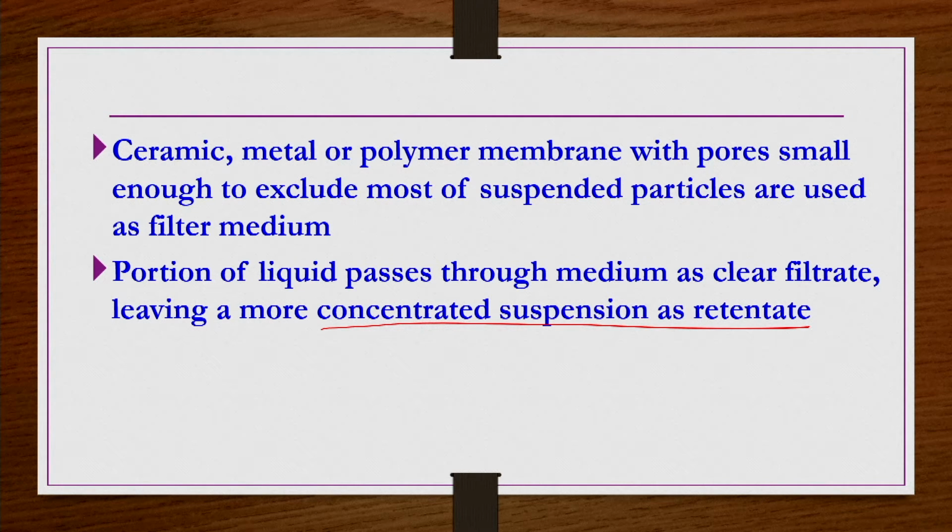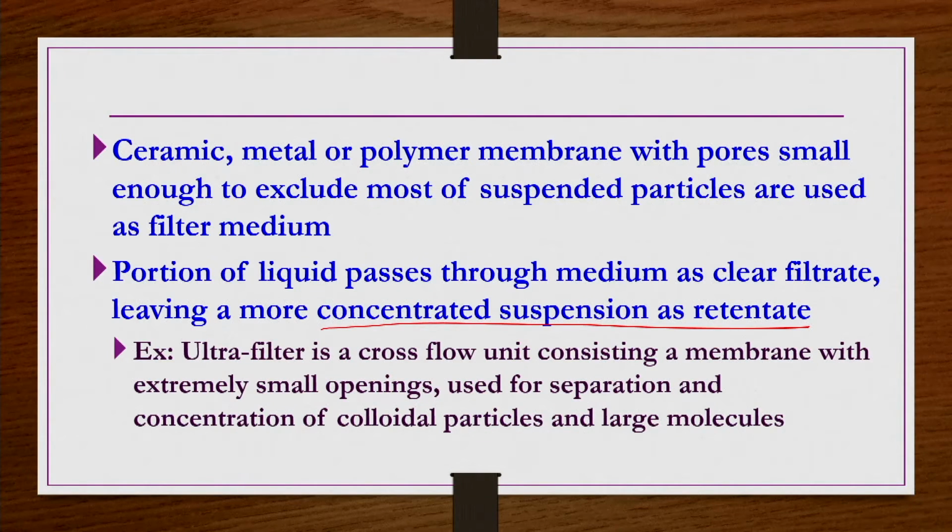One, you get an almost clear liquid having very small or negligible particles as filtrate or permeate, whereas the other phase would be a concentrated suspension, which is known as the retentate in membrane terminology. For example, an ultrafilter is a cross flow unit consisting of a membrane with extremely small openings, used for separation and concentration of colloidal particles and large molecules.